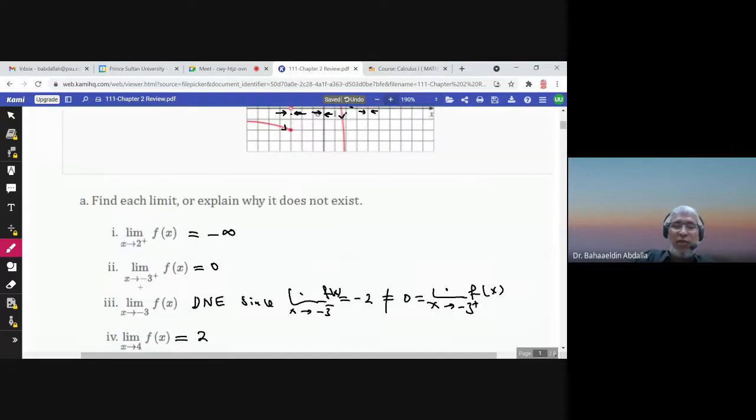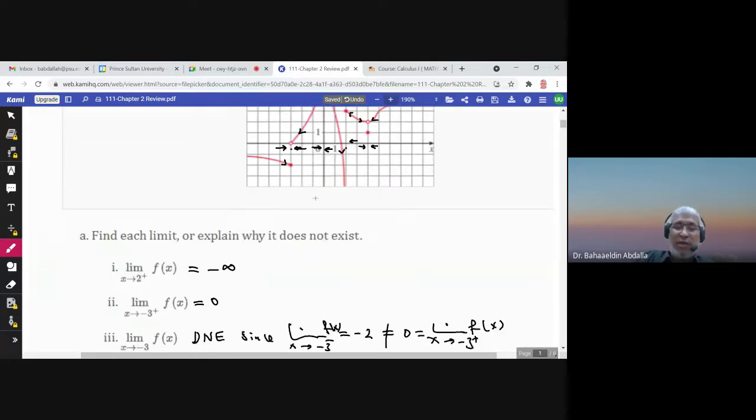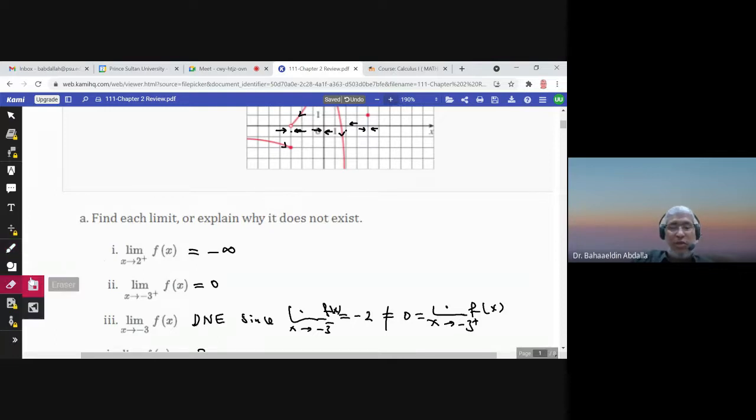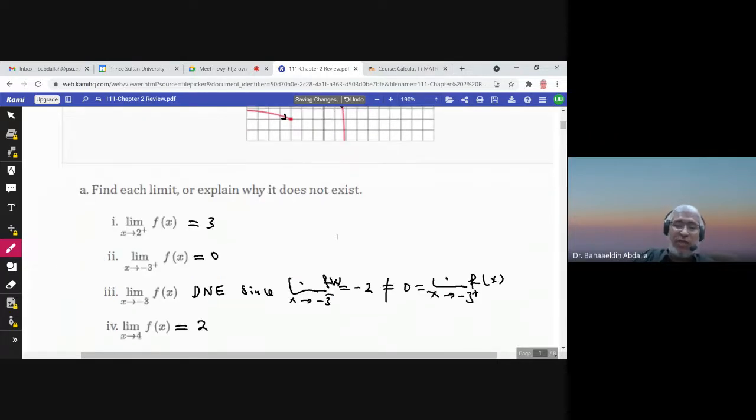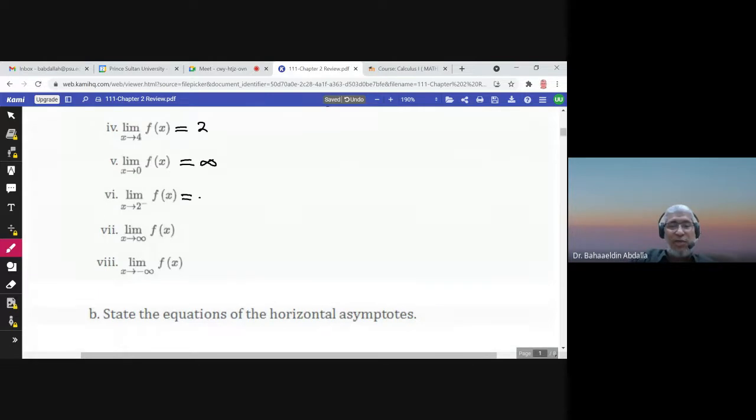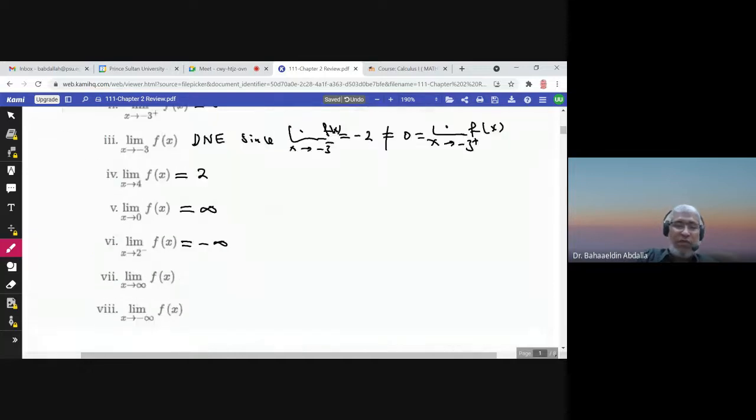x approaches 2 from the left. Well, this is 2. I have a mistake here. Yeah, when x approaches 2 from the right, the function goes like this. So it approaches 3. So this is not correct. This is 3. While when x approaches 2 from the left, the function approaches negative infinity. So that's a mistake. When x approaches 2 from the left, yeah, it approaches negative infinity.